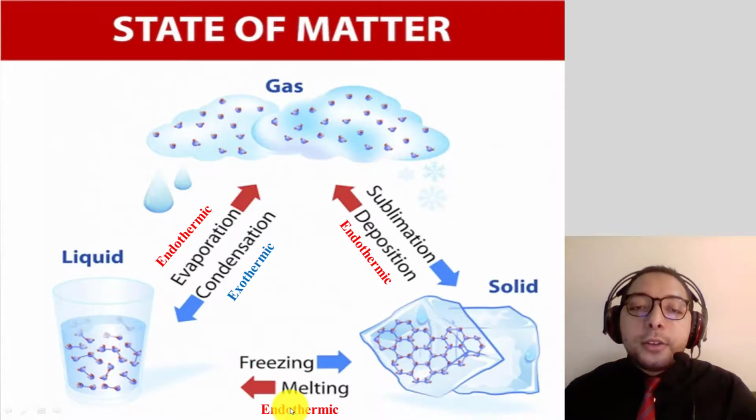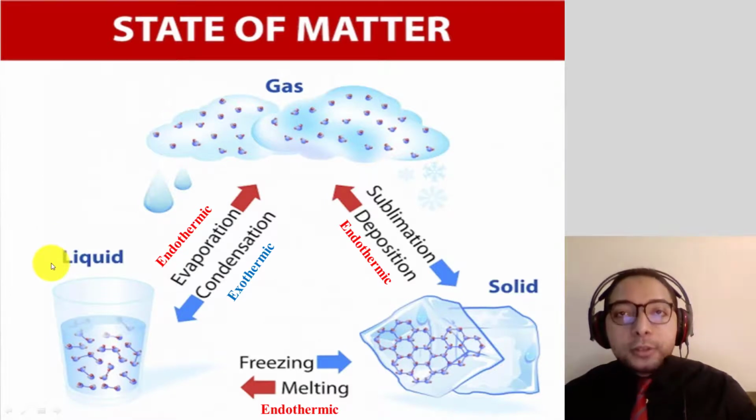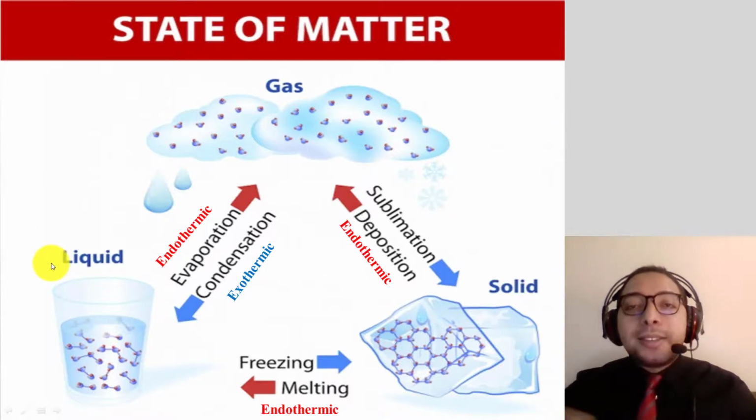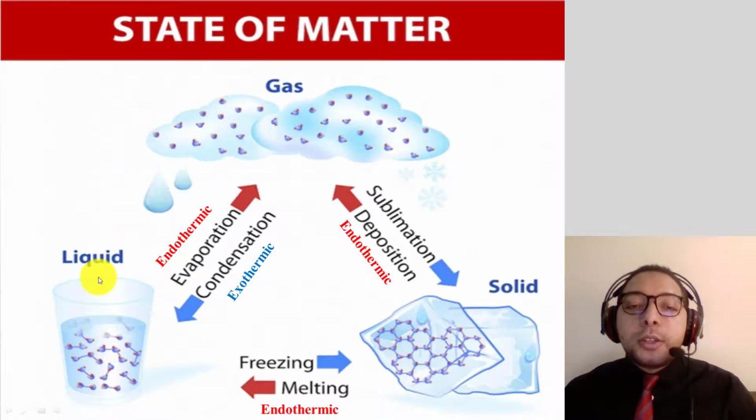While on the other hand, in the process of condensation, changing gas to liquid, we have to cool down the gas in order to change it into liquid. Cooling down means that the gas is going to lose its energy. If the gas is going to lose its energy, it means that the gas is going to give out energy. When you give out energy, that's an exothermic process. So gas gives out energy to change into liquid, so that's an exothermic process.